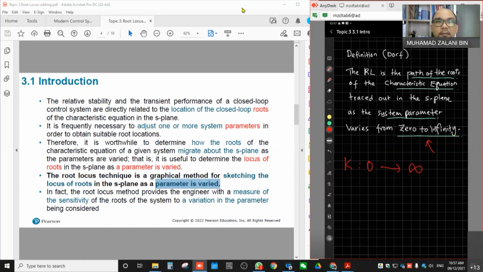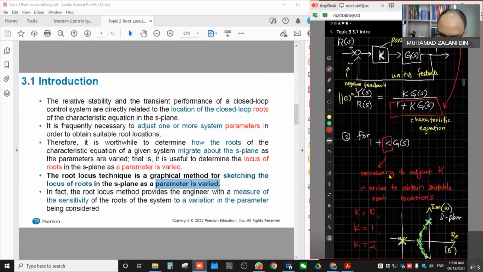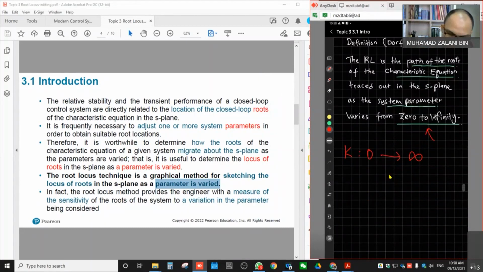So this is what Dorf said in his book. Maybe I can give a multiple choice question or a fill in the blank question, for example, fill in the blank. What is the blank here? You can fill it in. Alright. So that is the definition of the root locus.